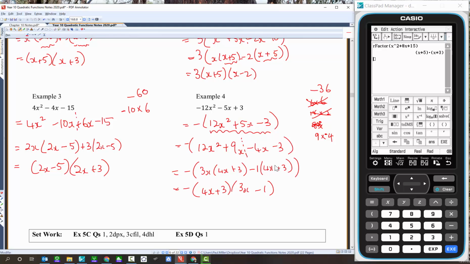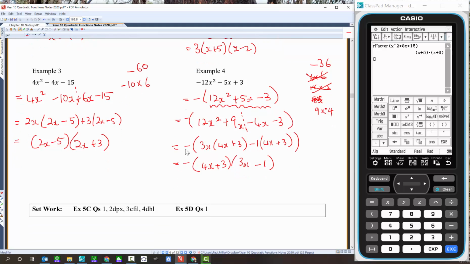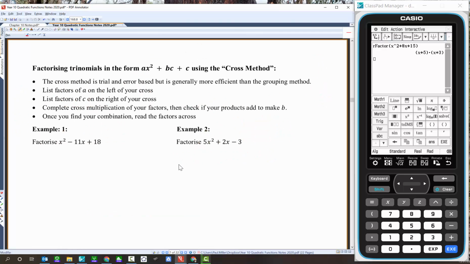So the set work, there's not a lot of it today compared to the other day. It's those questions there. If you can go ahead and practice that technique, that's fantastic, because it'll get you all set for next lesson where we use what we call the cross method to factorize.